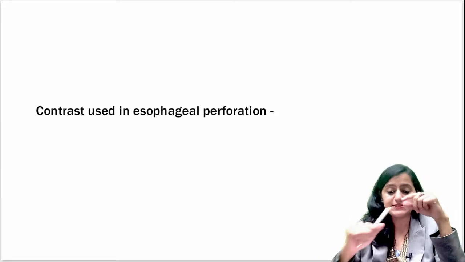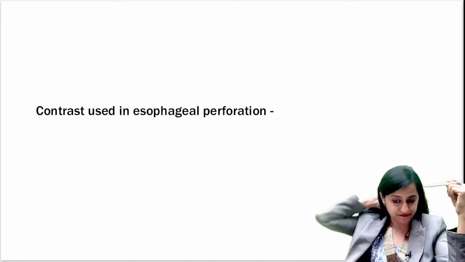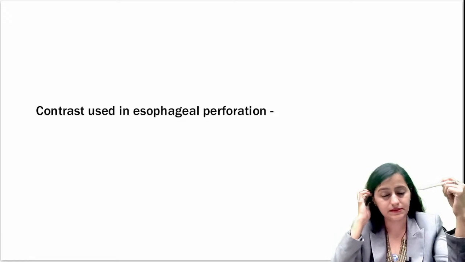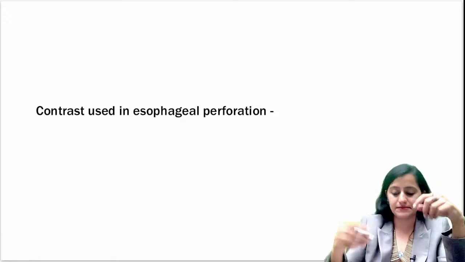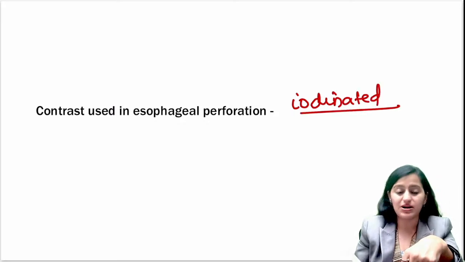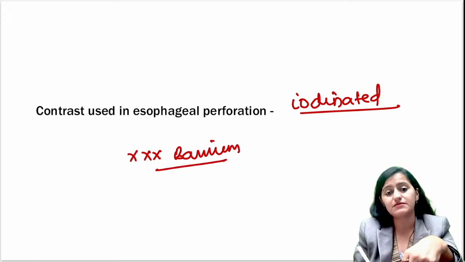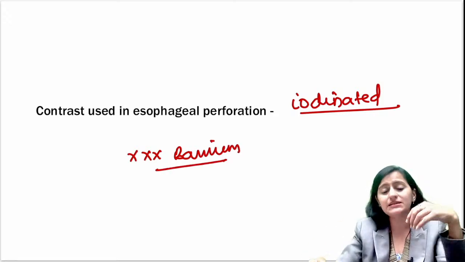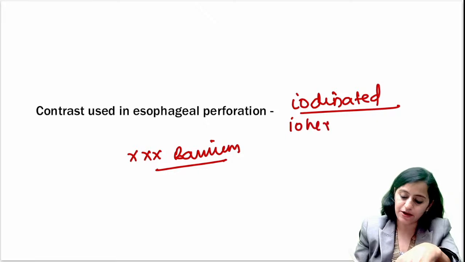Contrast used in esophageal perforation. What contrast will you use in esophageal perforation? Very good. We will use iodinated contrast and we will not use barium. Very, very important. Barium is contraindicated in perforation. In iodinated, the one which is commonly used, it is iohexol.